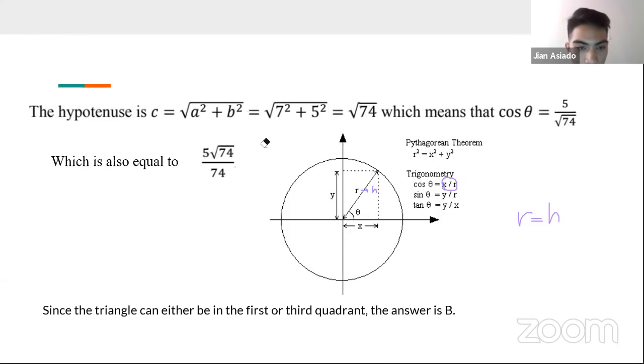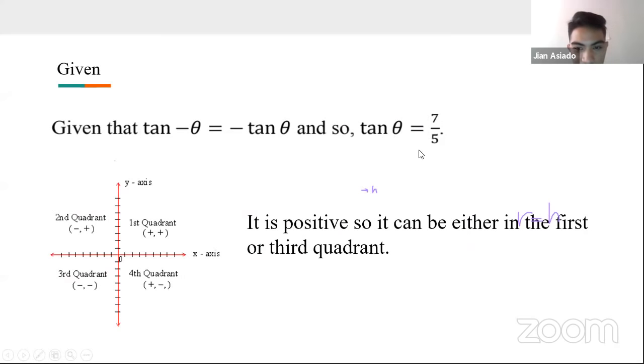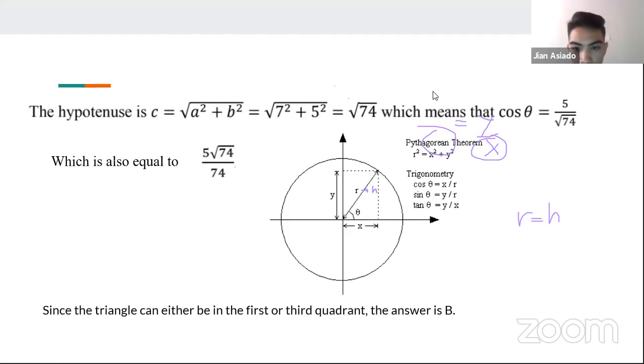And then, so cosine, the function, the equation, is x over r. We can get x using this. Since tangent is y over x, your x is automatically 5. Okay, so there, you already have x, so you have 5 over r. Now, how do we get r?